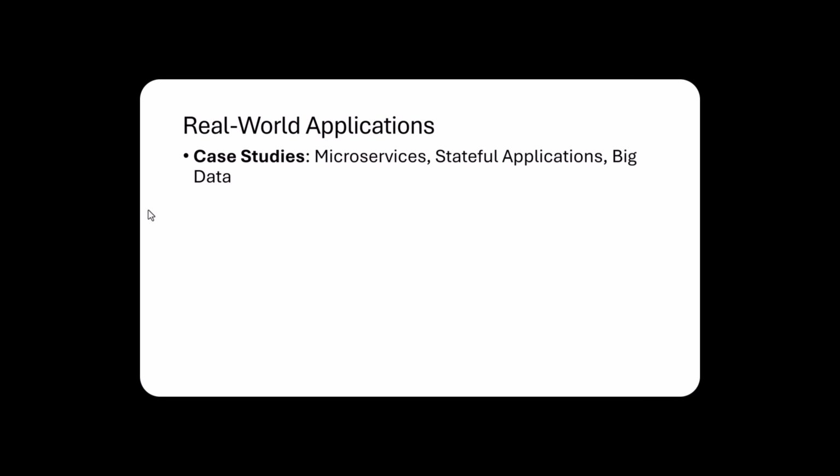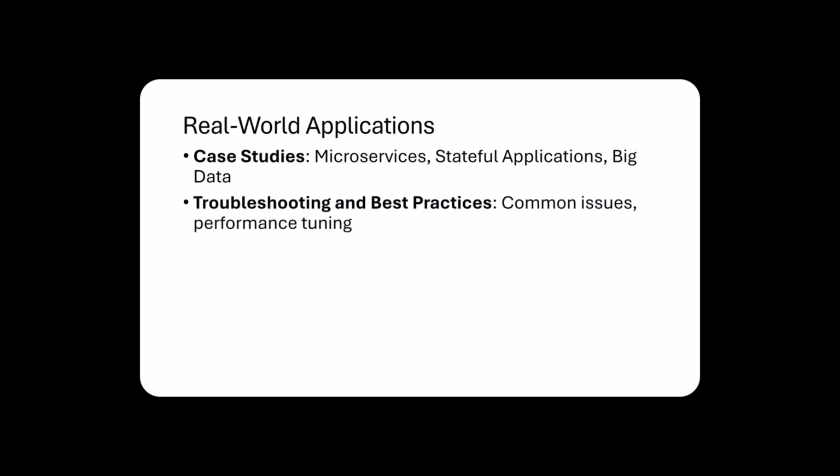Now, in this lecture on real-world applications with case studies such as microservices, stateful applications, and big data, there are some troubleshooting and best practices that we are going to discuss in brief, common issues, performance tuning. Now, let's look at some real-world applications of Kubernetes. It's widely used for deploying microservices architectures, running stateful applications like databases, and handling big data workloads. Troubleshooting common issues and performance tuning are essential skills for maintaining efficient and reliable Kubernetes clusters. Adhering to best practices will help you design and operate your clusters effectively.